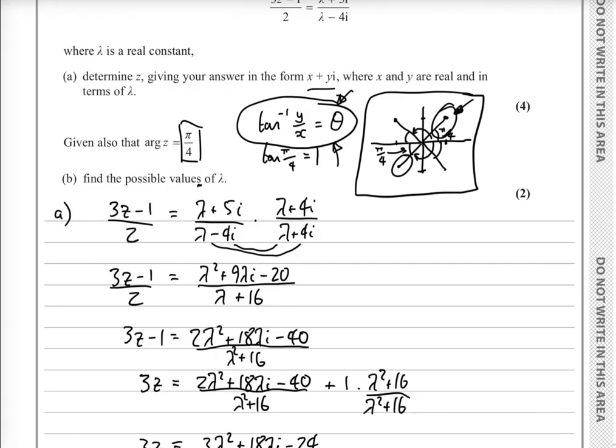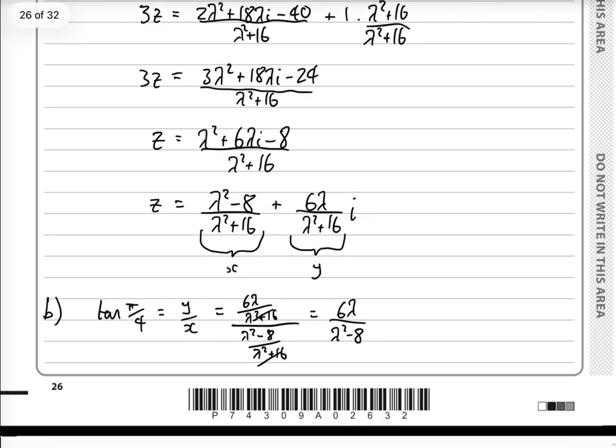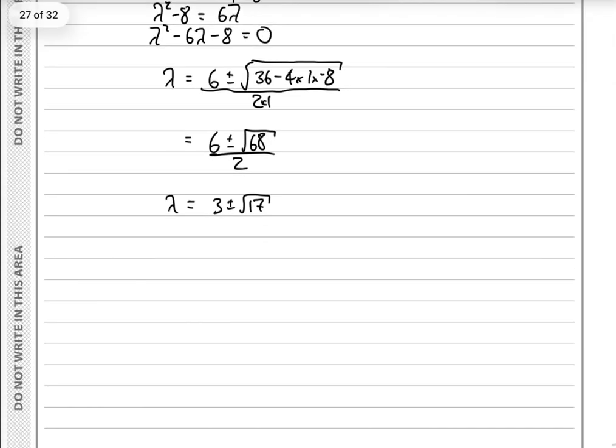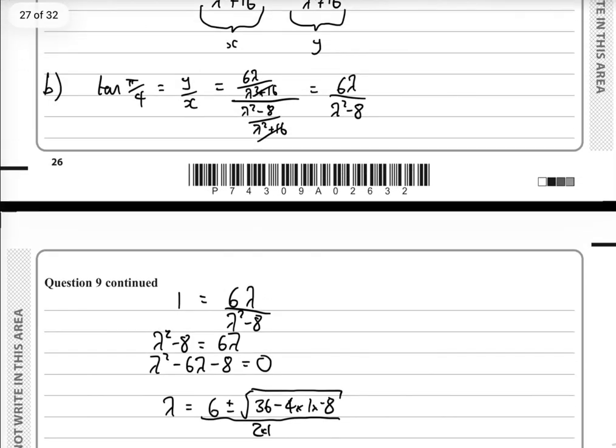So with that in mind, we need to double check. There might still be 2 answers, but we need to double check y and x will both be positive if we put both of these numbers, 3 plus and minus root 17. 3 plus root 17 is obviously positive. 3 minus root 17 is negative.